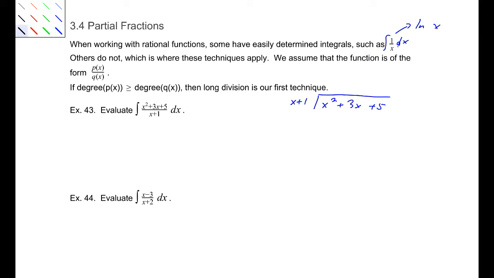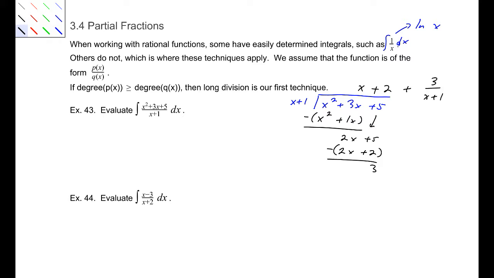which will be, we will get x, so then that's x squared plus 1x. Subtracting, we get 2x plus 5, so then we have x plus 2, 2 times x plus 1, 2x plus 2, and we get 3. So this is plus 3, a remainder of 3 divided by x plus 1. So this is the same as the integral of x plus 2 plus 3 over x plus 1 dx.